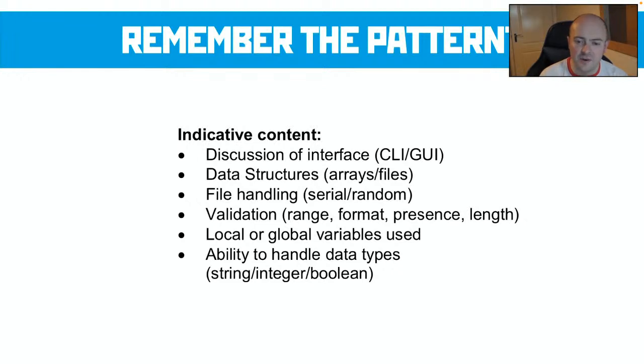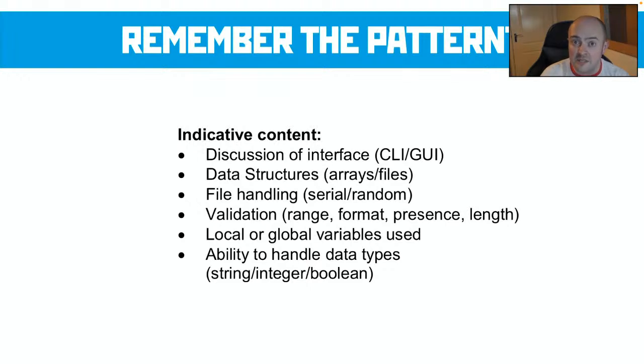File handling is our next one, serial or random. When we're saving to a file, do we save it in the order that we've added the data? So, for instance, happy holes, a serial file on happy holes would mean that the first holiday I added would be at the top of the file, and the most recent holiday I added would be at the bottom of the file. If I've been doing that for 20 years, that file is gigabytes in size, and it might take me ages to get to the bottom of it, even with a computer.